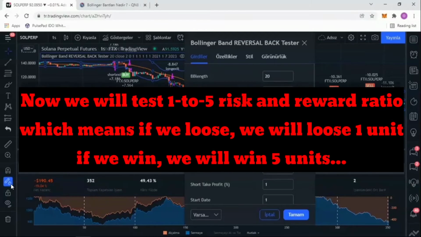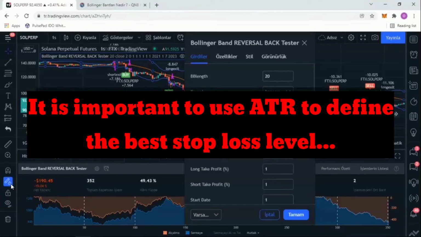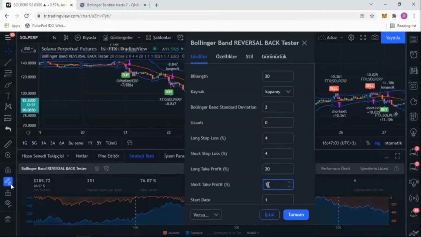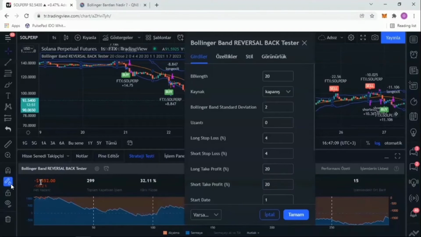Okay, let's try 1 to 5 risk reward ratio. Since we are on 1-hour chart, 2 ATR is around 4%. So our stop will be on 4 and our take profit will be on 20%. Let's type these here. Take profit will be 20, both for long and short positions. And as you can see, there is still no profit. We are still losing money by using the Bollinger Band as explained in most of the sources that you read. Let's try 2% to 10%.